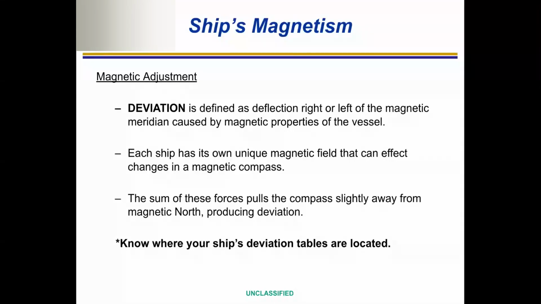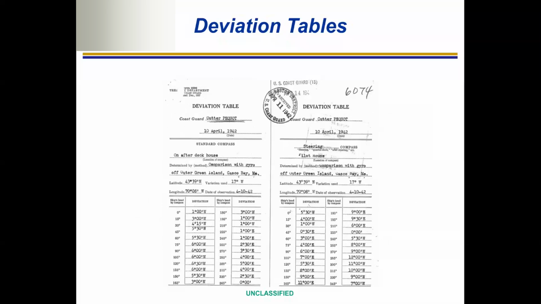Now, every ship should have deviation tables, which is going to list your deviation on all the different headings around the compass. This is going to be an inspectable item for both you and the electricians. So knowing where this is located, whether that's down in CCS or up on the bridge, maybe in a safe, is going to be really important for both you and the engineers.